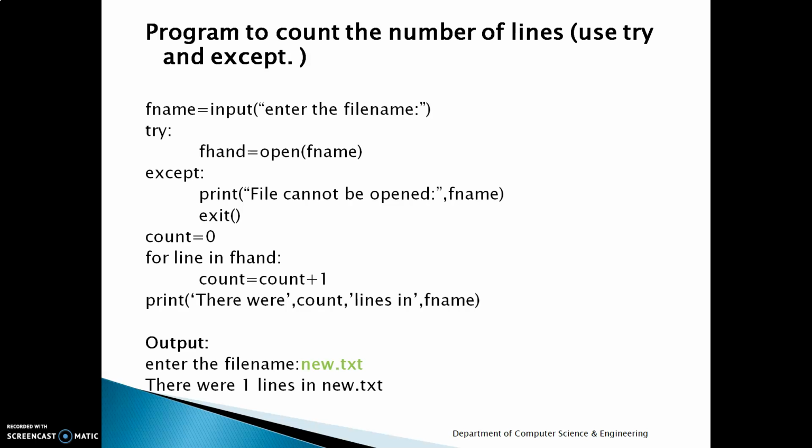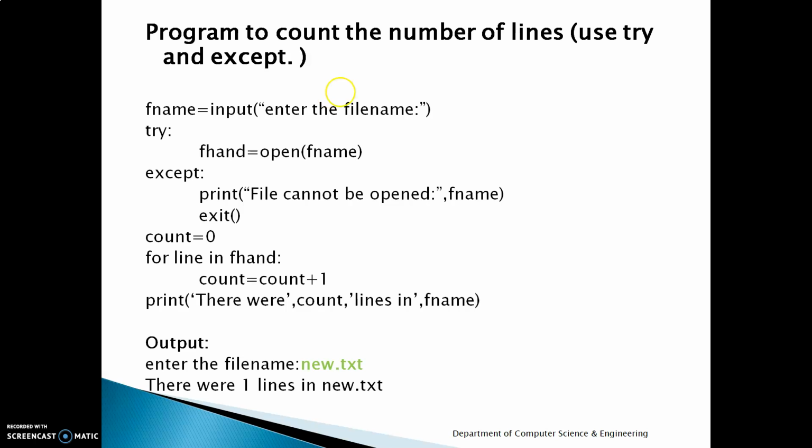Program to count the number of lines. Now this is using try and except. What are we trying to do here? You know that try and except we are using for exception handling. Whatever statements you feel there could be a possibility of an error, you are putting it in the try block, and what is to be done as a part of a solution that you are putting in the except block. So here we are taking the file name from the user as input. So what we are trying to do here, fname equal to input, enter the file name.